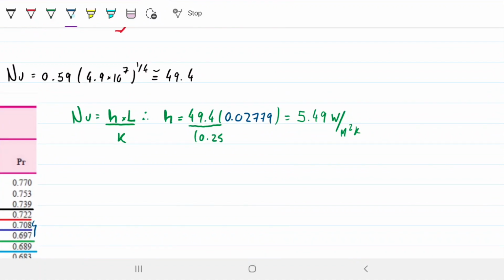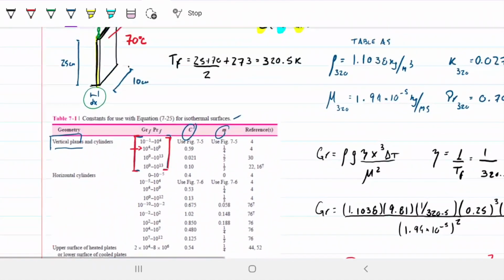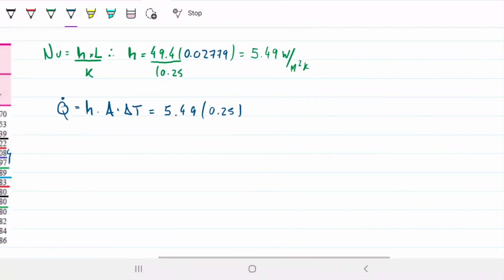And with this number, we can move to find Q, which is what we're looking for from the start. We know Q is H times the area times the delta T. So in this case here, 5.49. Area is, what's the area of the plate? 0.25 times, what's the other dimension? 10 centimeters. 0.1. And 70 minus 25.